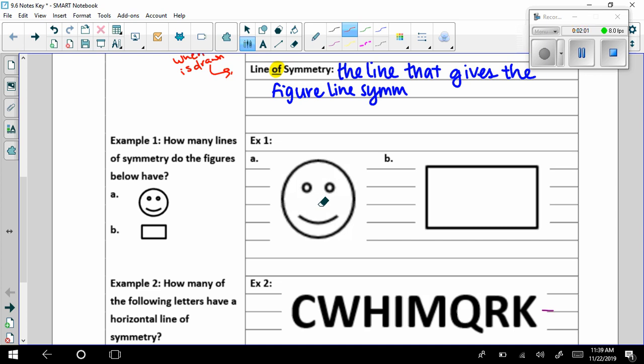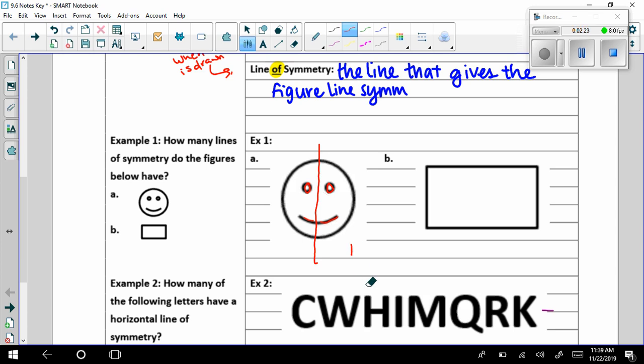But because of the existence of that smiley face, we have to be more specific. The only place we can fold this is right down the middle, so that this side maps onto this side. Everything maps onto each other, so this only has one line of symmetry.